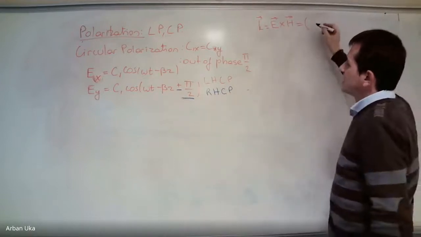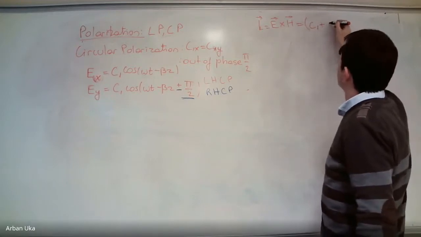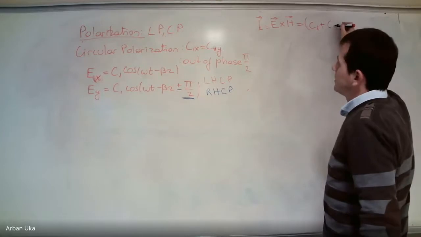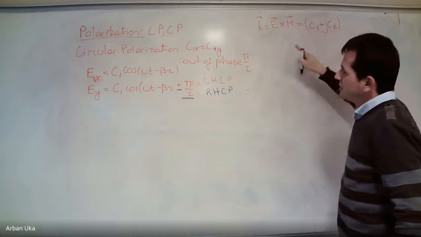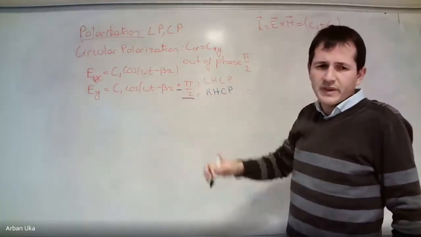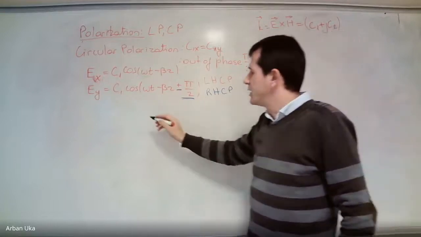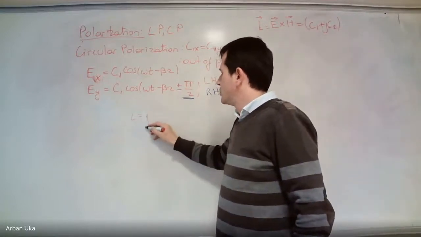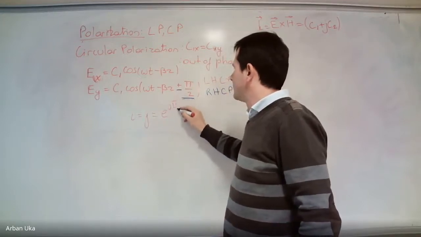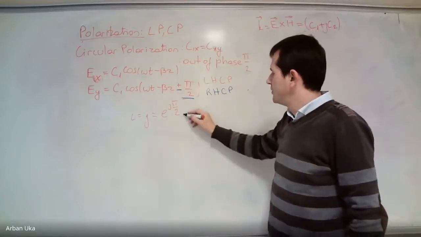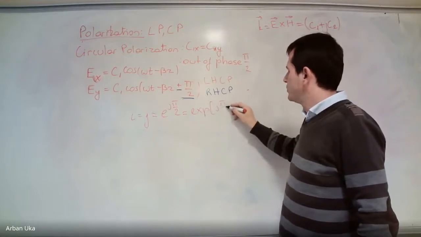E would be something like this. It would be C1 plus C2 plus a J, okay? We put a J here because a delay of pi over 2 is a complex number J, which will come in. Because J or I, the square root of minus 1, is equal to e to the power J pi over 2. Or maybe better if we write it like this, exponential of J times pi over 2.